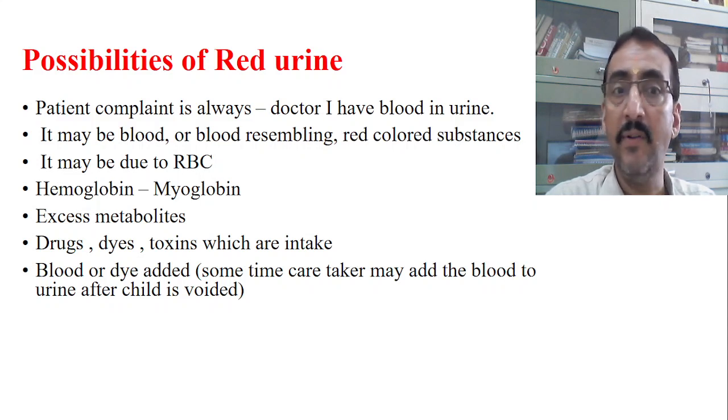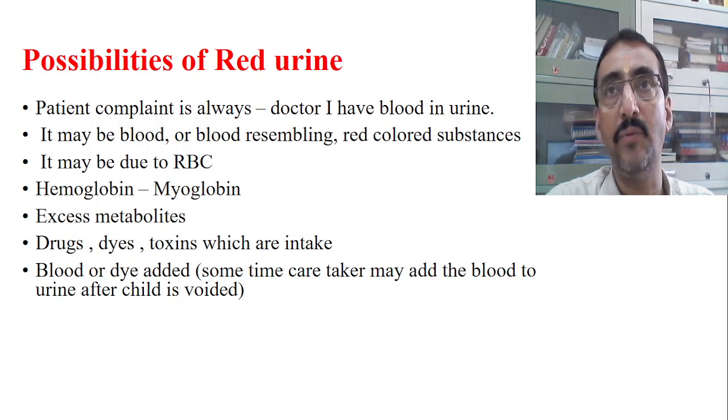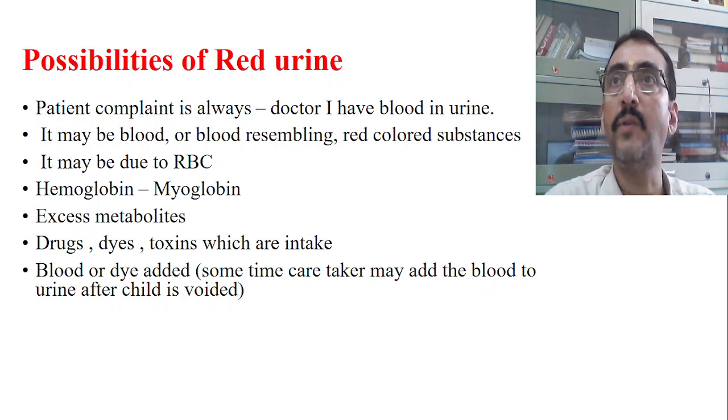It may be from the RBC, no doubt. It may be from the hemoglobin. It may be because of the myoglobin. It may be because of excess metabolites, or because of any of the drugs. Many of the drugs get excreted through the urine, so they can impart a reddish color, as can dyes, toxins, etc. Many times, or sometimes, blood is manually added to the urine for different purposes.